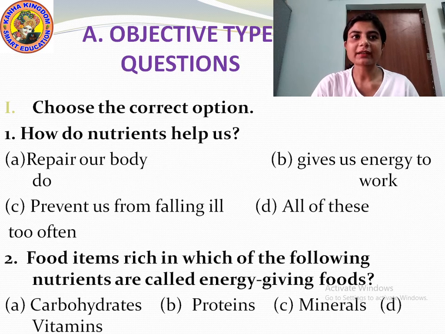Then our next question is number two. Food items rich in which of the following nutrients are called energy-giving food? Options are carbohydrates, proteins, minerals and vitamins. Which food is called energy-giving food? Think. It is carbohydrates. So the answer is A, carbohydrates.